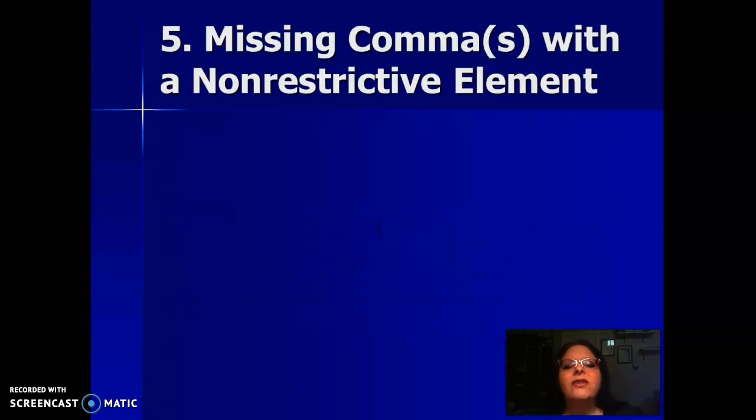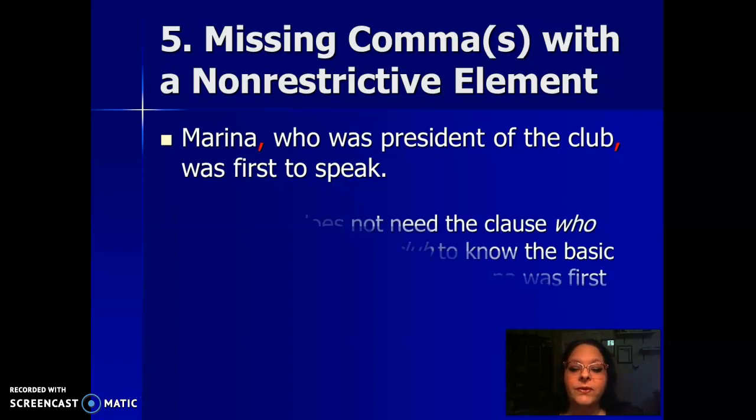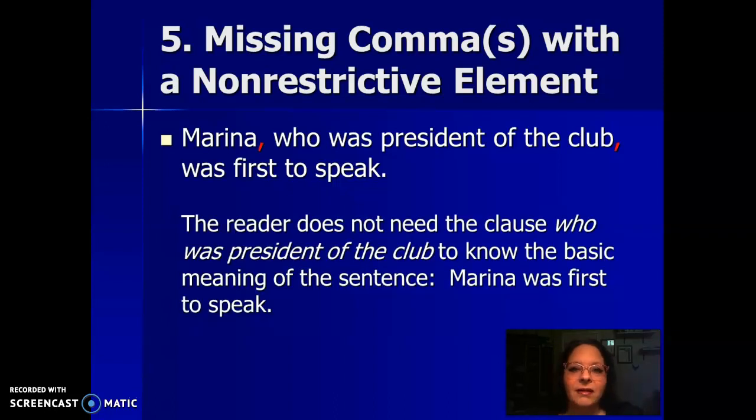A missing comma with a non-restrictive element. A non-restrictive element is basically a phrase after your subject that is not really necessary to make the sentence make sense. So Marina was first to speak makes sense. Who was president of the club is describing who she was. So you need commas on each side. Marina, who was president of the club, was first to speak. So that is a comma on each side of that non-restrictive element. Later in this PowerPoint, we'll talk about restrictive elements.